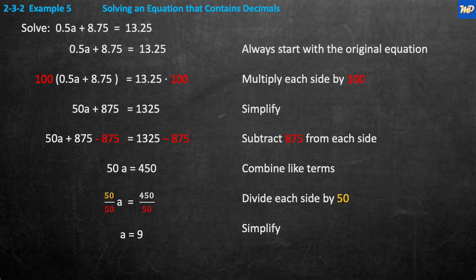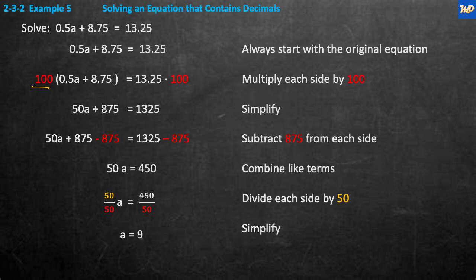So what we're going to do is get rid of the decimals, and to do that you're going to multiply by something. Well, what do we multiply by? We have hundredths and tenths. The hundredths is what we should be multiplying by to get rid of all the decimal points. So if we multiply by 100, we get 100 times the quantity 0.5a plus 8.75 equals 13.25 times 100.